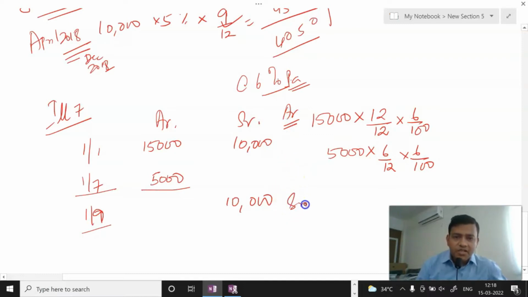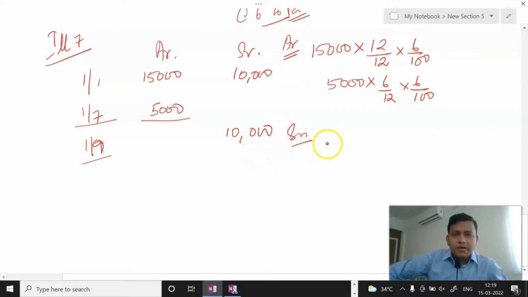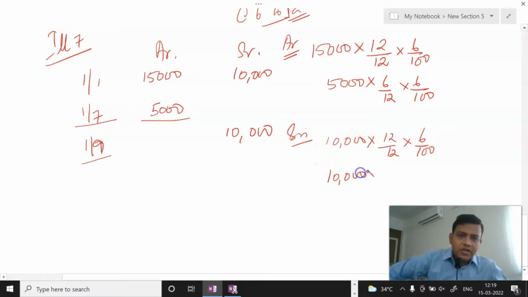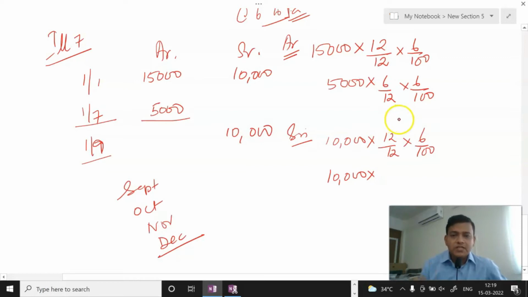Same way we have to do for Srinivasan. Srinivasan's capital was 10,000, and it is there for 12 months, 6 by 100. He is introducing another 10,000 in September. For this interest on capital we have to calculate from 1st of September: September, October, November, December, till the end of December. So that is going to be 4 by 12 into 6 by 100.